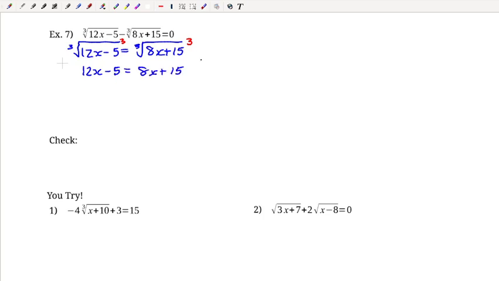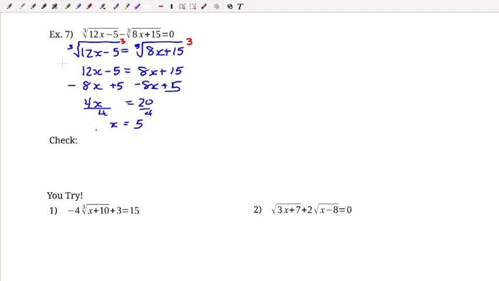Now this is a simple linear equation, so just collect your like terms and see where it goes from there. I'm going to subtract 8x from both sides and add 5 to both sides. And when I do that, 12x minus 8x is 4x, and on the other side, 15 plus 5 is 20. Divide by 4, and x equals 5.